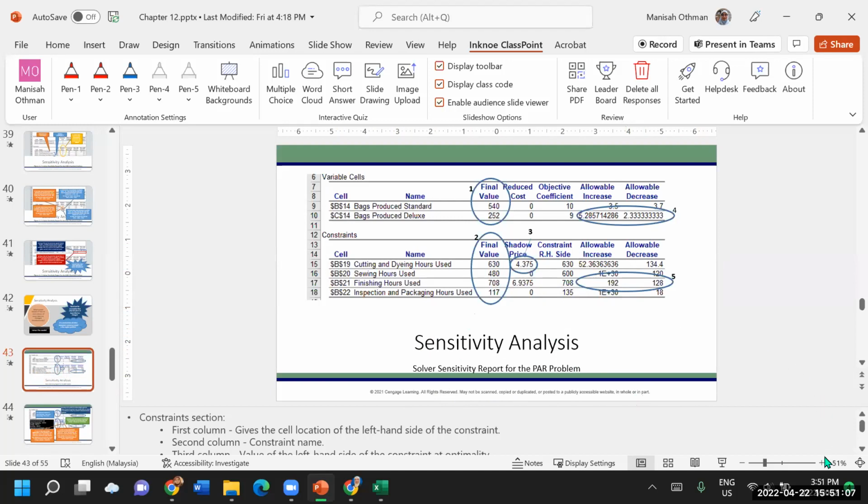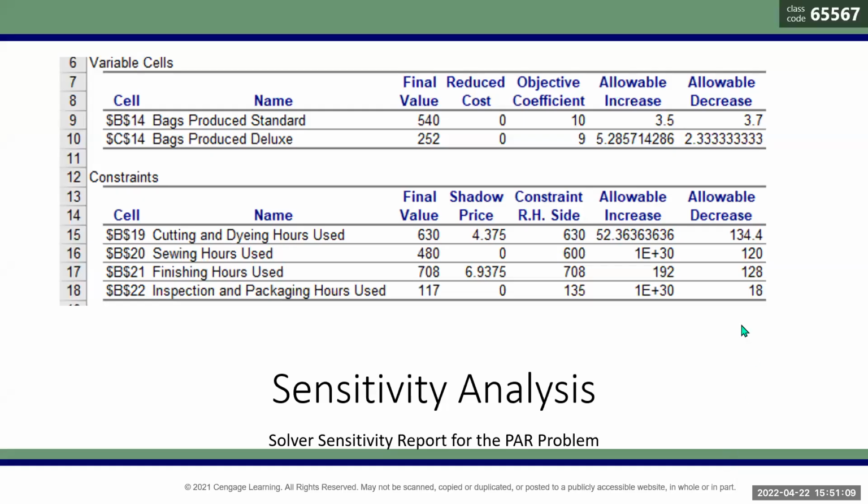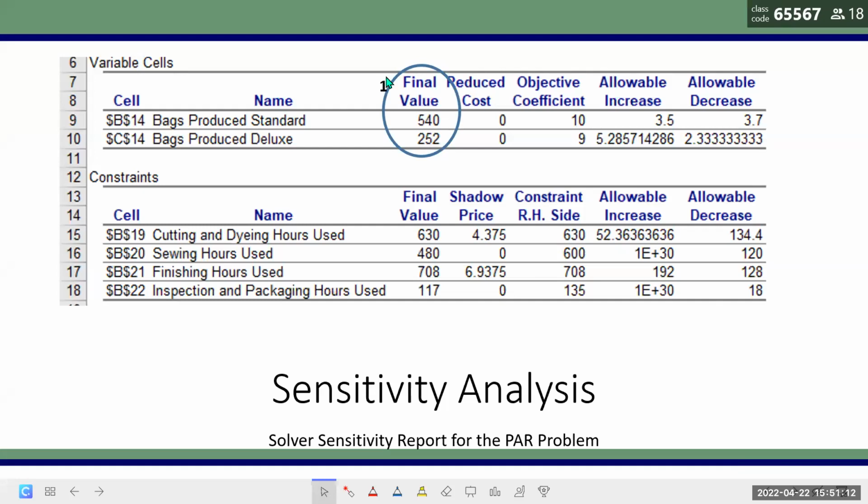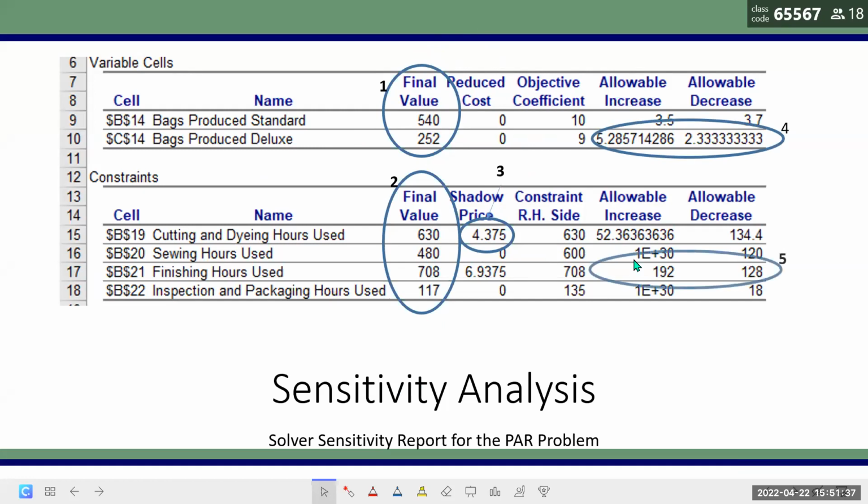Okay, this is for bag. This is for golf bag. This is the sensitivity report for golf bag, and I will explain later. Final value here is for output, and this is for the constraint, the actual constraint. Shadow price here, and the range here, and also the range for coefficient and range for right hand side.